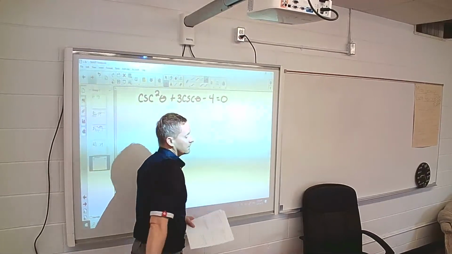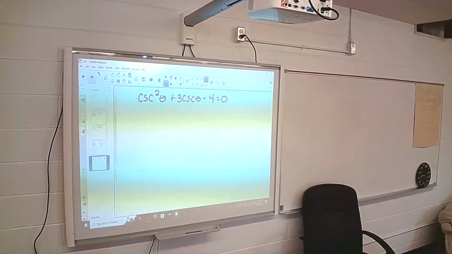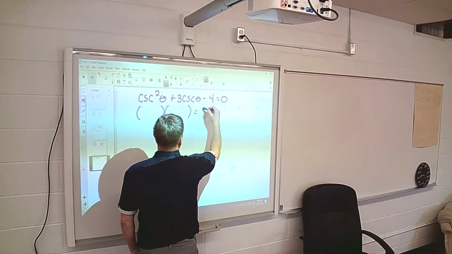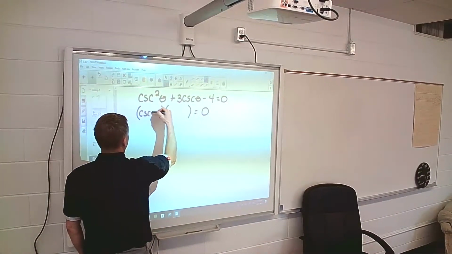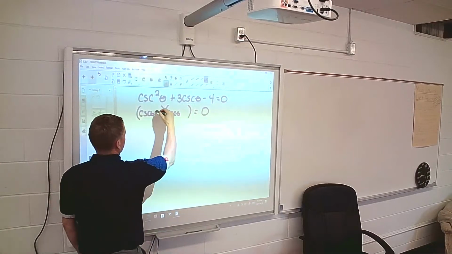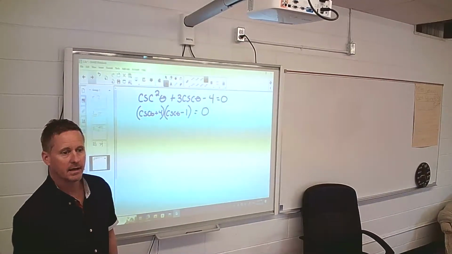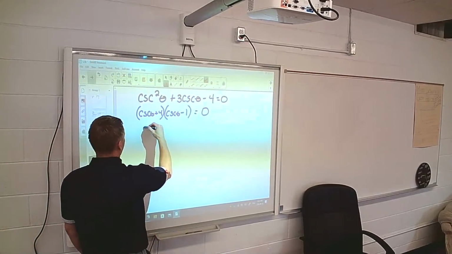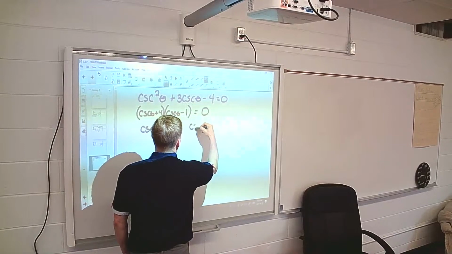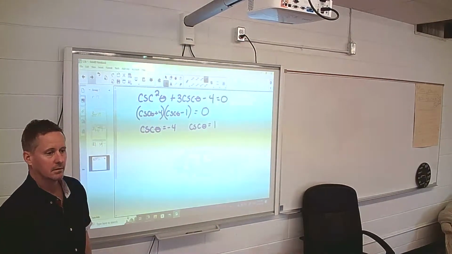Okay. What's the first thing I need to do here? Factor. Okay. Cosecant theta, right? What is it? Plus 4, subtract 1. Does that look right? Yes? Okay, so I get cosecant theta is equal to -4. Cosecant theta is equal to 1. Good so far.